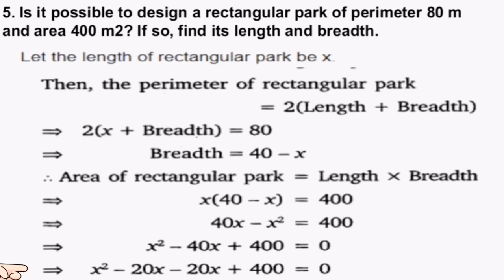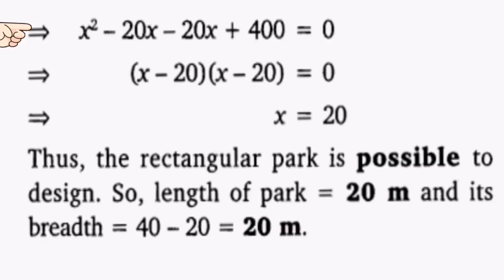Then find the x either using quadratic formula or by splitting the middle term as in here. And in here, when you look, you will see that the result you have got is a positive number, which means that the rectangular park's design is possible, and the length of the park will be 20 meter and the breadth will also be 20 meter, as for length of the park minus 20 to the breadth.